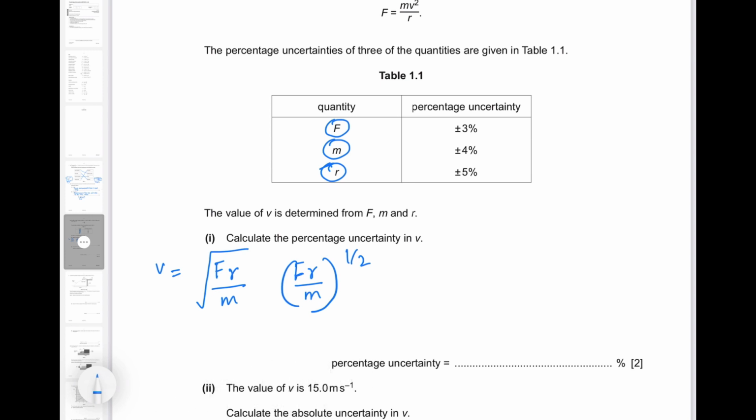So we'd start by, for example, doing 3 divided by 2 plus 4 divided by 2 plus 5 divided by 2. This is the percentage uncertainty of force, mass, and radius. Again, we're doing addition because these quantities are related to each other by multiplication and division. And we would divide all of them by half because all of them are raised to the power of half. And this would sum up to 6%.